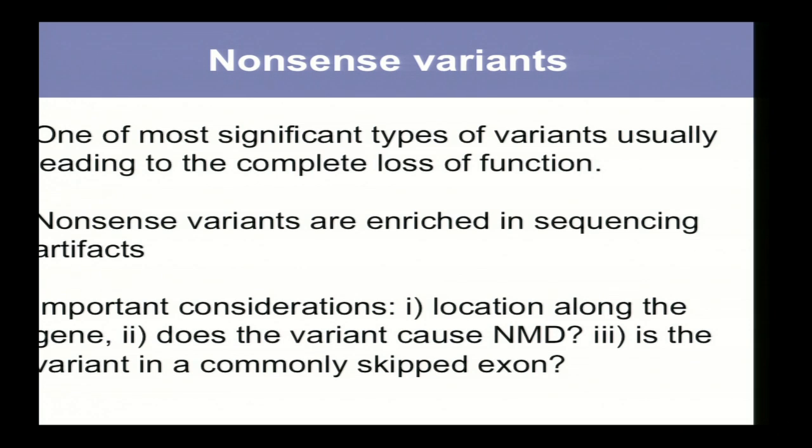And of course, the first category which you can predict with simple annotation is nonsense variants, so variants leading to truncation. And it's great because most of them are complete loss of function. However, be aware that they are greatly enriched in sequencing artifacts compared to the rest of variation. And also, some of them are located at the end of the gene. Some may be located in the exon, which is commonly skipped. So you may think it's loss of function, and in reality, it's not. Of course, the best is if they cause nonsense-mediated decay.